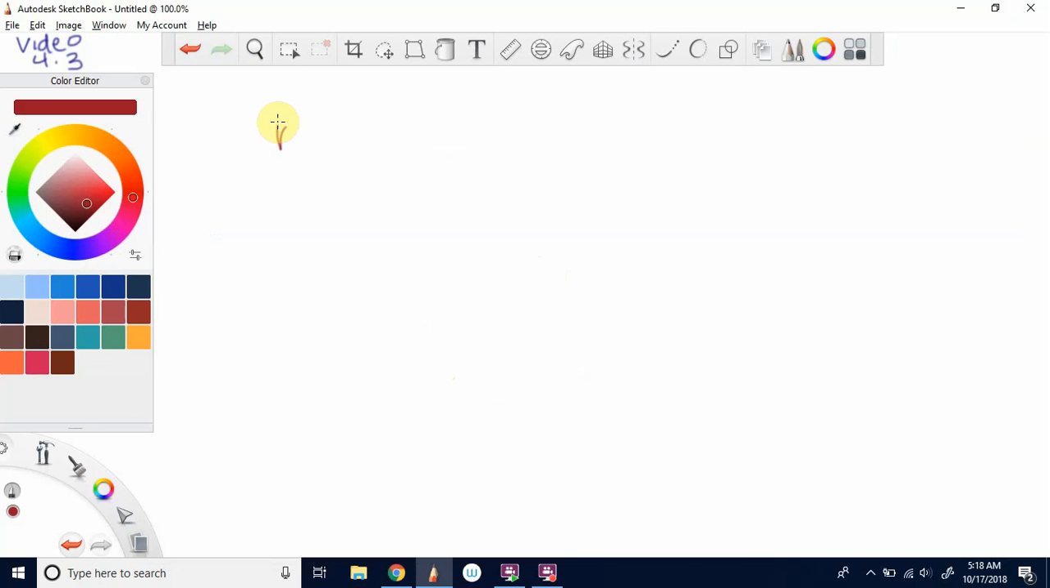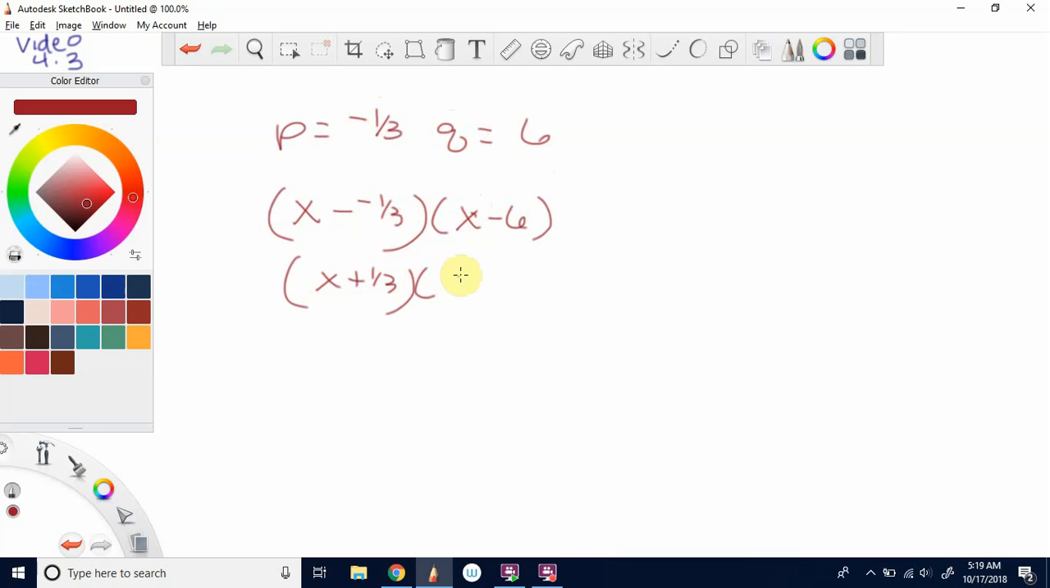So we're saying p, it doesn't matter which one this was, is negative 1/3, and q is 6, because those are our roots. Now we put it in our format, x minus negative 1/3 times x minus 6. This becomes x plus 1/3, and don't let the fraction scare you. And then we simply are going to do FOIL.